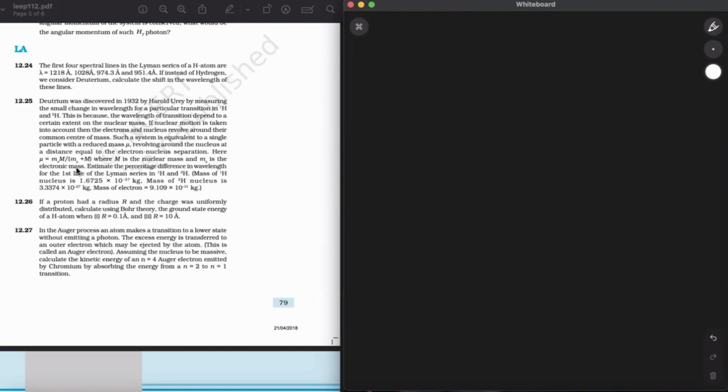So here mu is equal to M times m_e divided by m_e plus M, where M is the nuclear mass and m_e is the electronic mass. Estimate the percentage difference in wavelength for the first line in proton and deuterium. Mass is given and the rest of the things are also given. Okay, so writing about the total energy first.